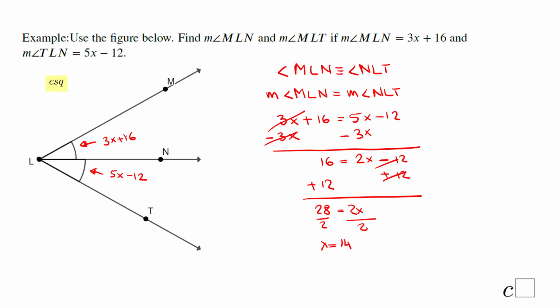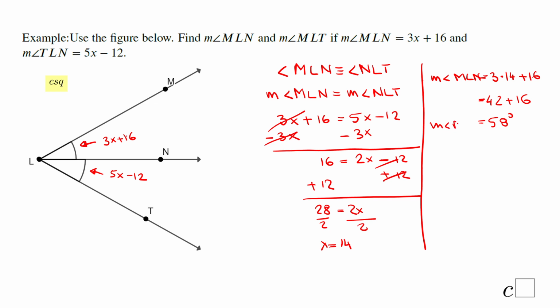Okay, and now we need to find the measure of angle MLN, which I'm going to do here on the right side, and that will be 3x plus 16. 3 times 14 plus 16. 3 times 14 will be 42, plus 16, that will be 58 degrees. The measure of angle MLN.